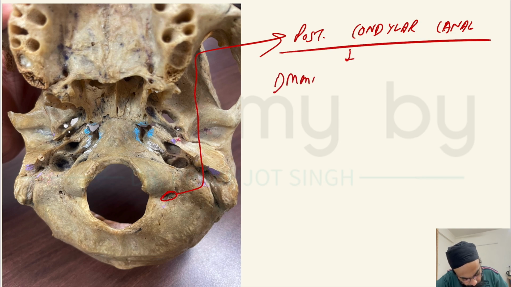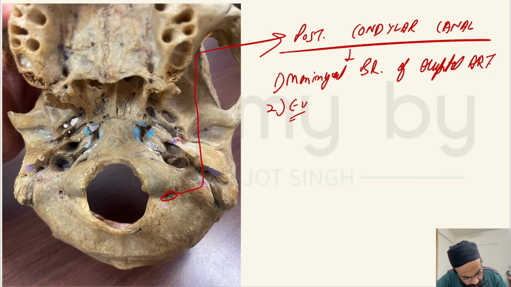Through it pass the meningeal branch of the occipital artery and emissary veins. That's it. I know it is very long, but that's it for Norma Basalis.